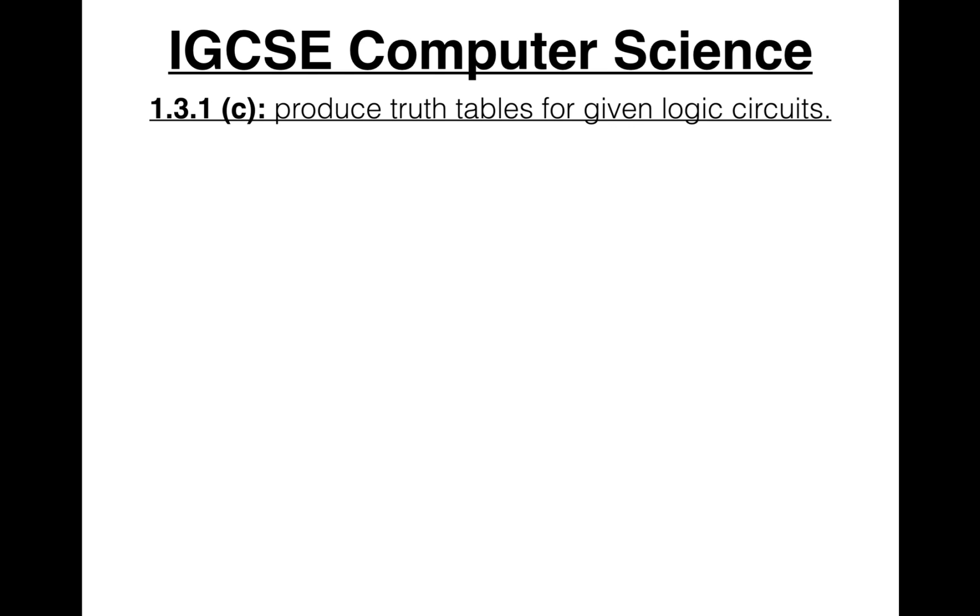If you don't remember what a truth table was, watch the first logic video, because that video has the truth tables for all of the logic gates. A truth table is basically a table which shows you the output of a gate or circuit with all possible inputs, and you'll see what I mean in a second.